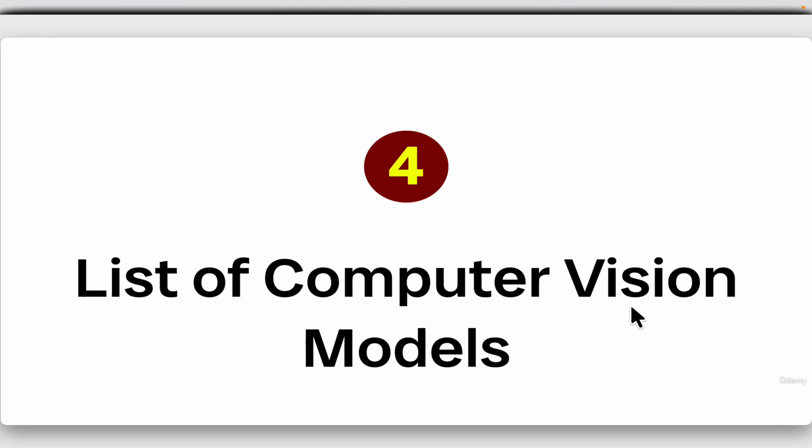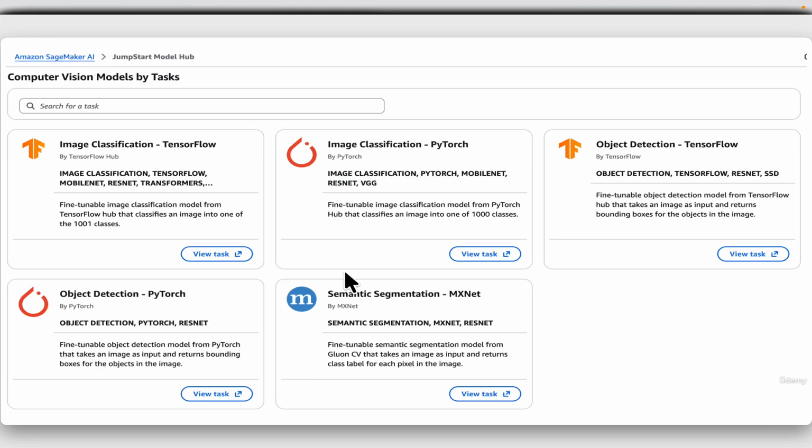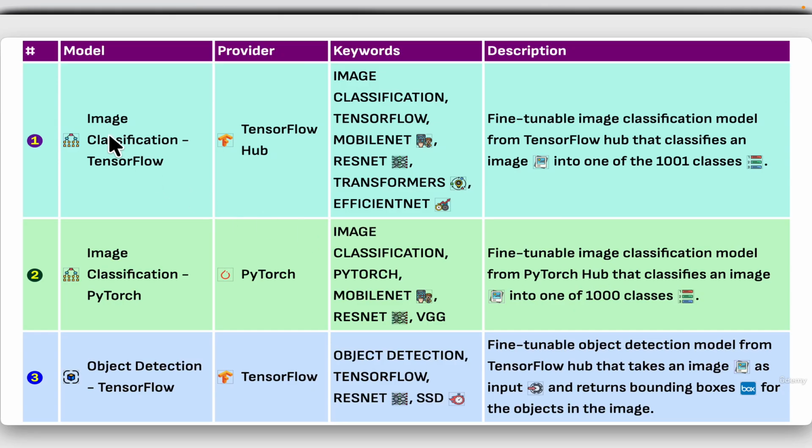Then list of computer vision models. Here we have only a few. There are 5 at the time of this recording, and these are image classification, and this is from TensorFlow. The provider is TensorFlow Hub, and you will have some keywords like image classification, TensorFlow, MobileNet. You can search by these: ResNet, Transformers, EfficientNet. For example, this is for image classification. This is a fine tunable image classification model from TensorFlow Hub that classifies an image into one of the 1001 classes. So you can fine tune it as per your needs.